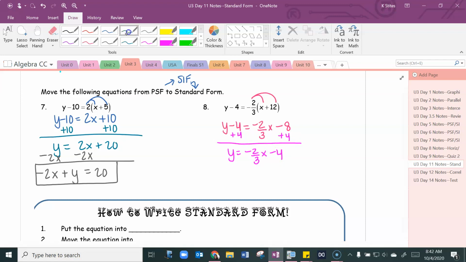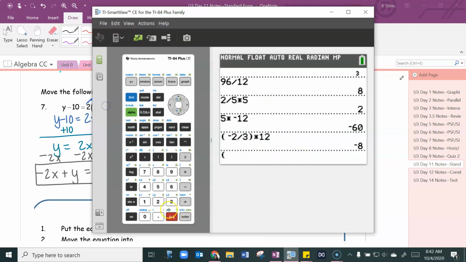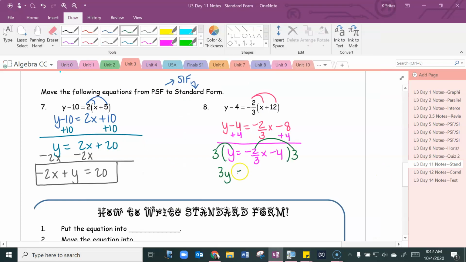And now here's where we have to clear our fraction. Okay, solve for y first, but then we want to get rid of our fraction. And again, to do that, we are going to multiply by not the reciprocal, but the denominator. So by 3. Everything multiplies by 3. 3y. Okay, remember, the whole point of multiplying negative 2/3 times 3 was that the 3 just cancels out. Take a look. All that's left is the negative 2. Don't lose your x though. And then 3 times negative 4 is negative 12.